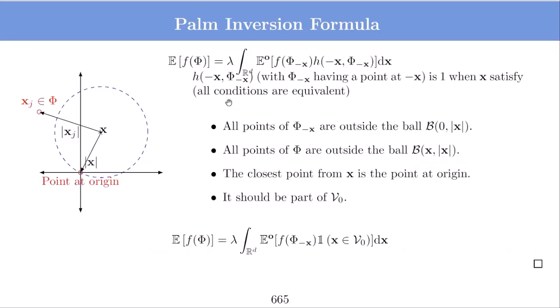First of all, by definition, this will be 1 if all points of Φ−x are outside the ball of radius norm of x around 0. That is by definition. I should have said norm of minus x, but norm of minus x is the same as norm of x. This means that all points of Φ are outside the ball centered at x with radius norm x.